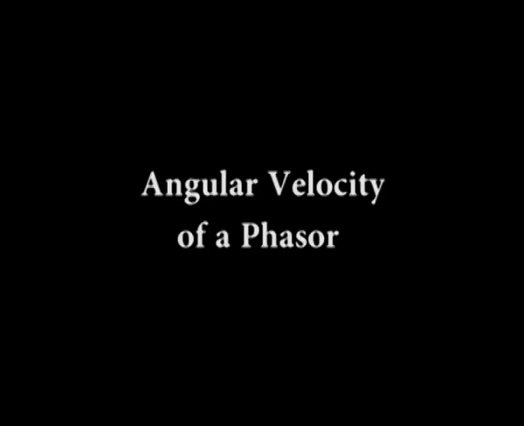Angular velocity of a phasor. As you have seen, one cycle of a sine wave is traced out when a phasor is rotated through 360 degrees or 2 pi radians. The faster it is rotated, the faster the sine wave cycle is traced out. Thus, the period and frequency are related to the velocity of rotation of the phasor. The velocity of rotation is called the angular velocity and is designated omega.